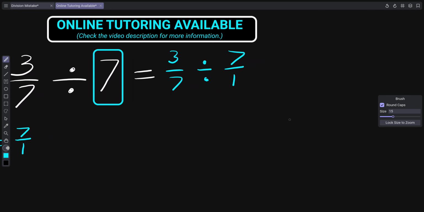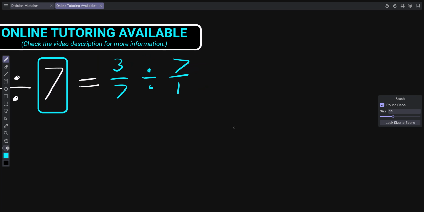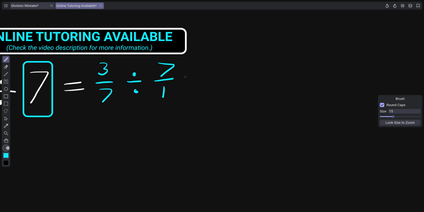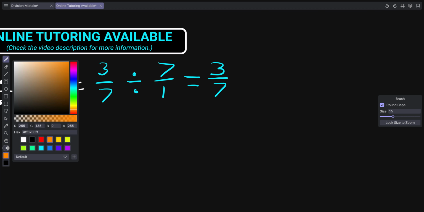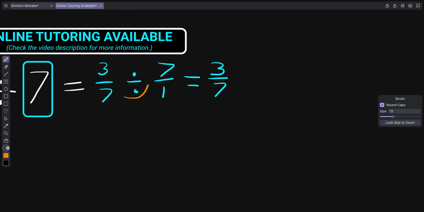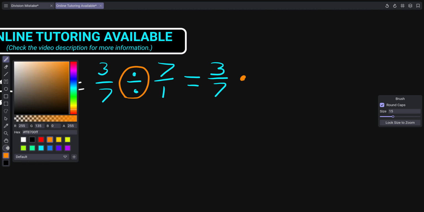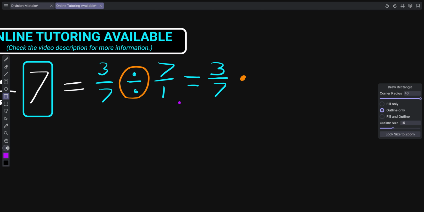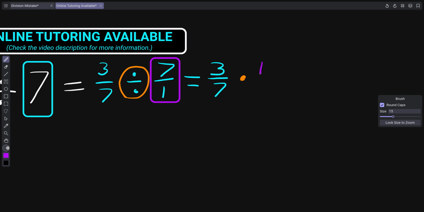And remember, there's basically 2 steps, but 3 if you want to count leaving the first fraction the same. So it's 3 over 7. That doesn't change, but the division sign will become a multiplication sign, and the fraction on the right gets flipped. So that becomes 1 over 7.